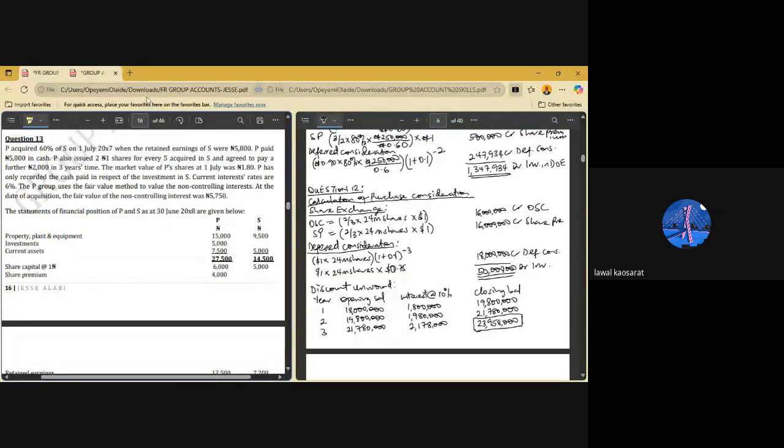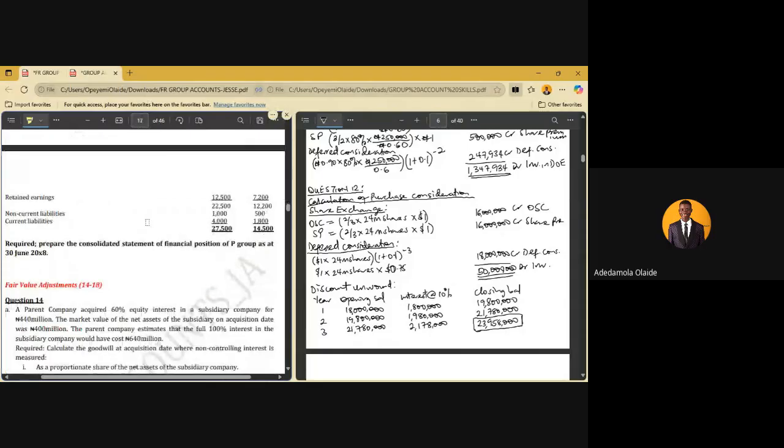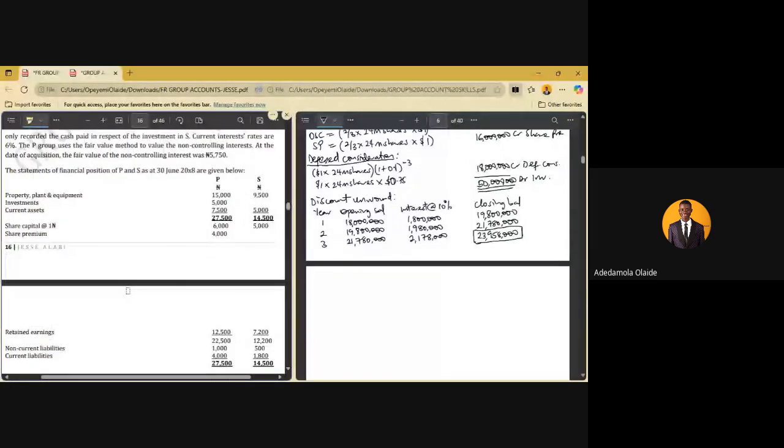PP, property, plant and equipment, in tabular form. So, assuming all figures are correct, we are preparing consolidated financial statements for the P group. Don't forget the group accounts rules.